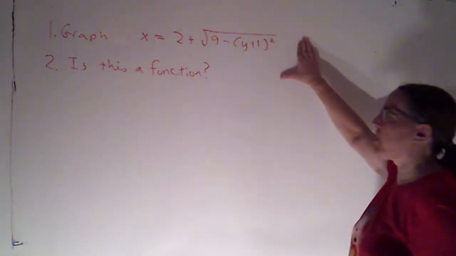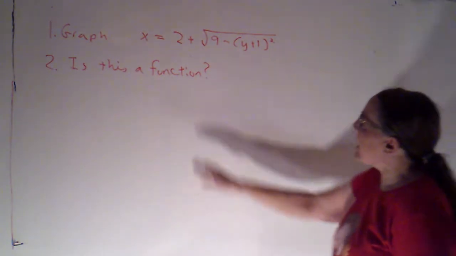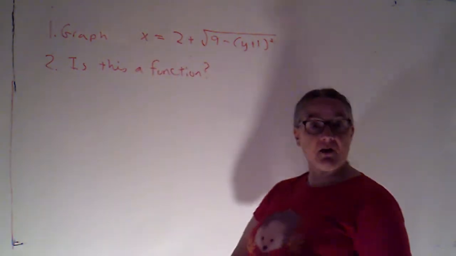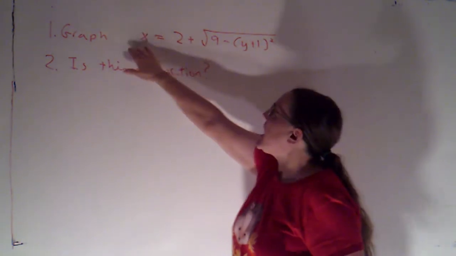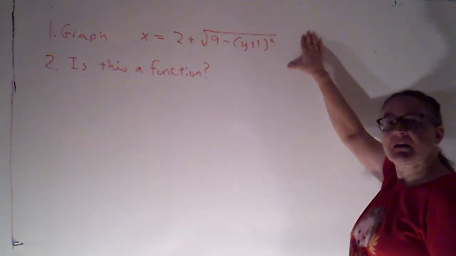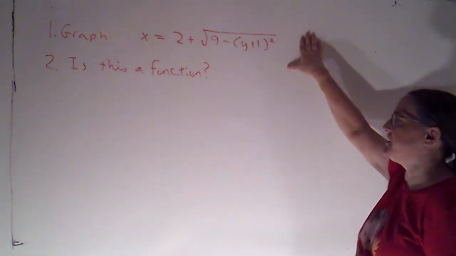I've got one more problem for you folks to try, and it's actually a two-part question. So here I've got this equation where instead of it being solved for y, it's solved for x instead. But I want you to graph it. Should be similar to the examples that we've just done.